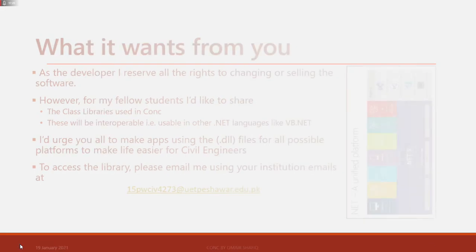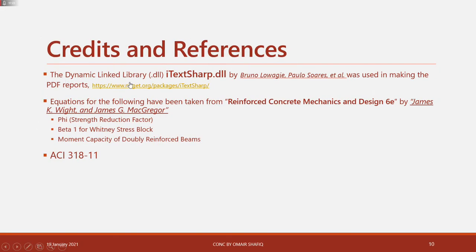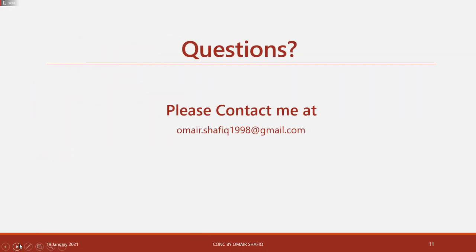It's cool. Okay, credits and references. I've used iTextSharp, the DLL by these guys, in making the PDF reports. I've used the equations from Reinforced Concrete Mechanics and Design, 6th edition, by James K. Wight and James G. MacGregor. These are the equations I used to make the software. And of course, obviously, ACI 318, the American Concrete Institute, their committee, and their standards. So let's go ahead. Okay, that's it.